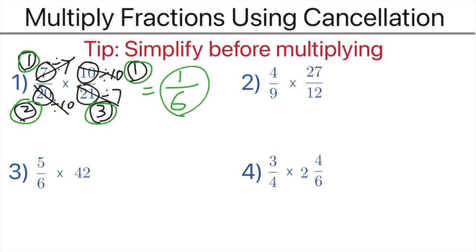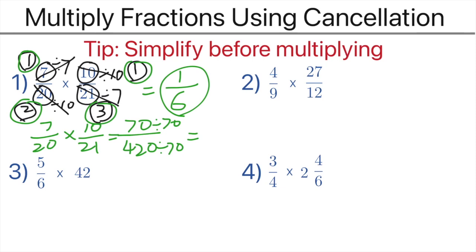Now if you don't simplify before multiplying, what you'll end up with would be something like this. 7 over 20 times 10 over 21. 7 times 10 is 70. 20 times 21 will require a calculator, and it would come out to 420. And now you have to simplify these two big numbers. We can see that they are both divisible by 70. So 70 divided by 70 is 1, and 420 divided by 70 is 6. So you can see that both answers are the same. However, if we simplify before multiplying, you will get the answer quicker instead of ending up with a bigger number which you have to simplify afterwards.